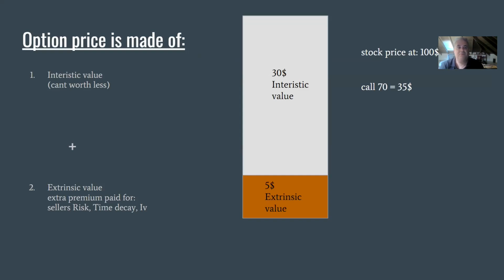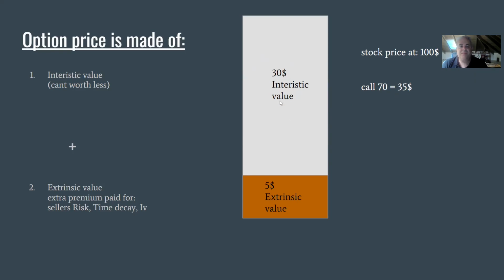We always have an option price. Option price is always made of two elements. There are two very important key elements: the intrinsic value and the extrinsic value. So here I brought you an example of the option price. Let's say the stock price is currently traded at $100, and we're looking at a call 70, which has been traded at $35. As you can see here, this entire option price is divided into 30 and 5.